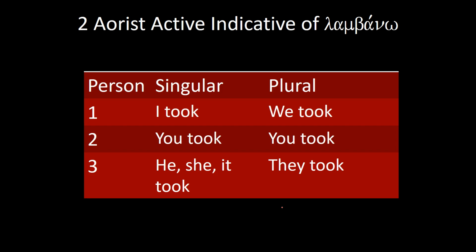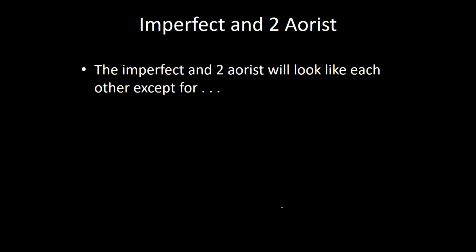99% of the time, a verb is either going to have a first aorist or a second aorist, but not both. Probably about 1% of the time, maybe even less than 1% of the time, certain verbs have both. Don't worry about it. If you see it, you see it. If you don't, you don't.